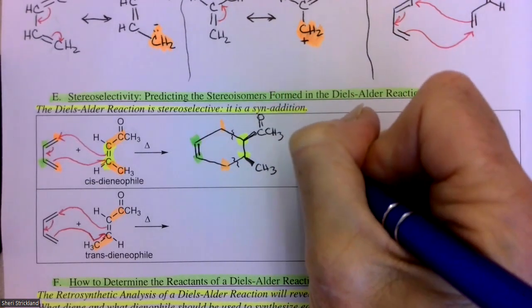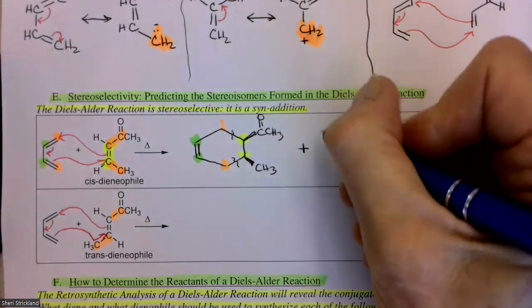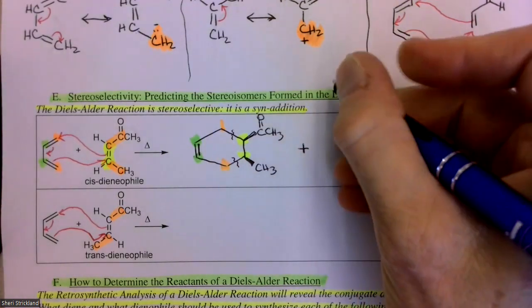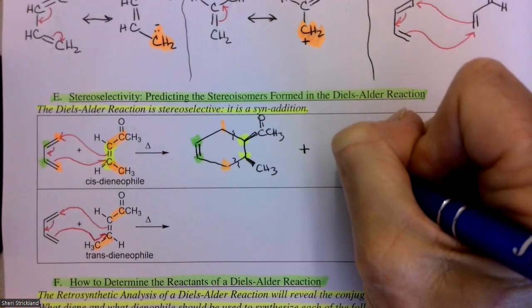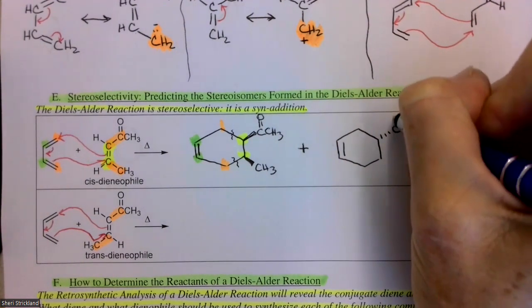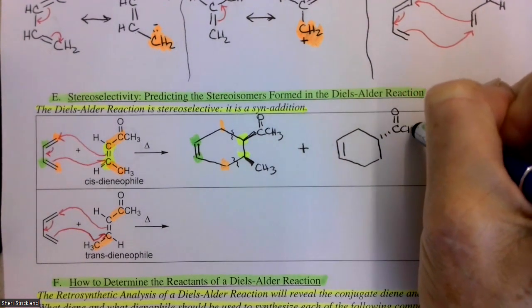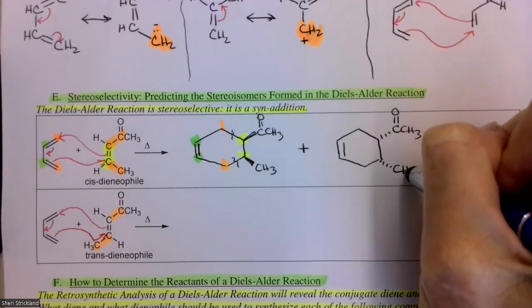The other possibility is that the dienophile approaches the diene from underneath. And in that case, the stereoisomer of the product looks like this, where those two pieces on the right that we were looking at will now be on down bonds, and hydrogens would be on up bonds.